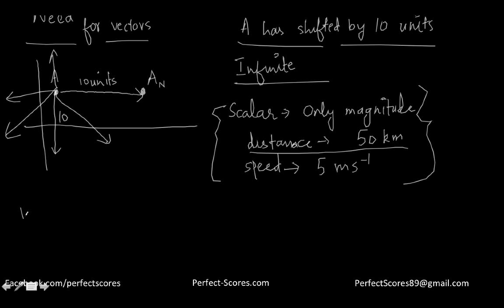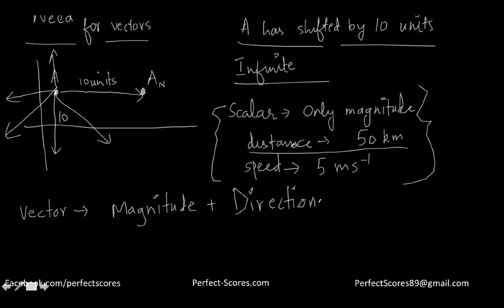So this is why we introduce vector quantities. Vector quantities are the quantities which have a magnitude as well as a direction associated with them. One of the biggest examples that I will use is the concept of displacement. Displacement is actually a vector.